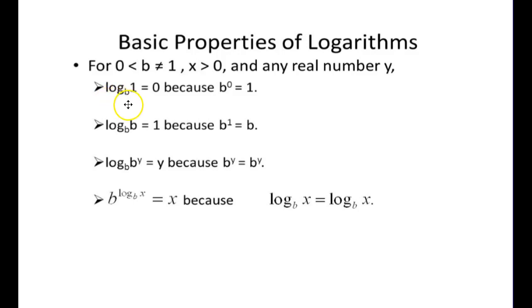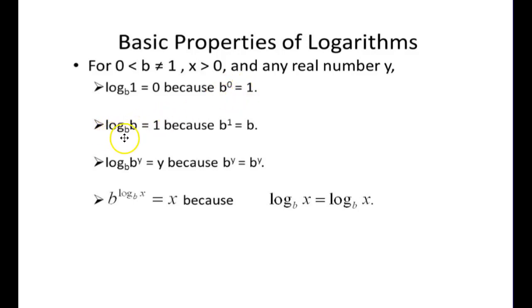If you have log base b of 1, that's always going to be equal to 0 because in the exponential form, the base of our logarithm becomes the base of our exponential. The value we're equal to becomes the exponent. We know anything raised to the 0 power is equal to 1.